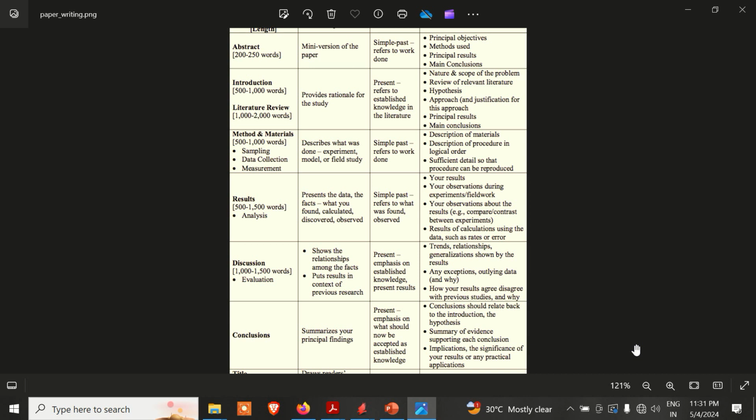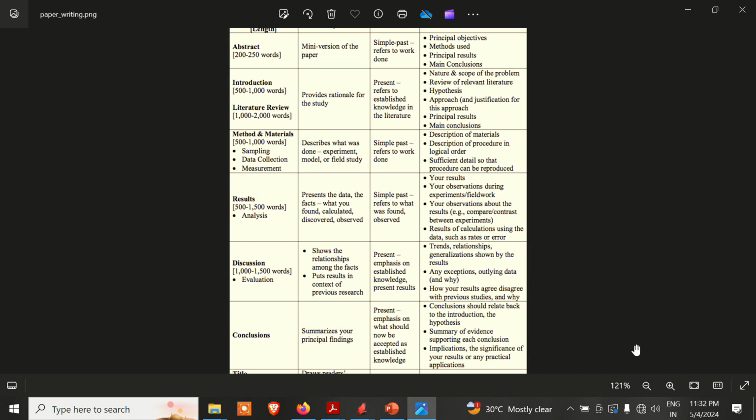So, present tense, emphasis on established knowledge and presented results. It's all about the trends, relations, and you also should show some generalization of your work, and maybe how your results agree or disagree with previous studies. That's all about the discussion. It's a very important section and it takes a lot of time to write the abstract and discussion because it's all about your work.